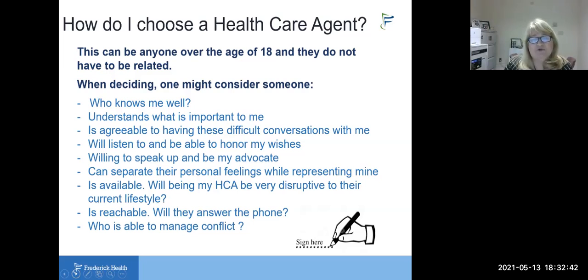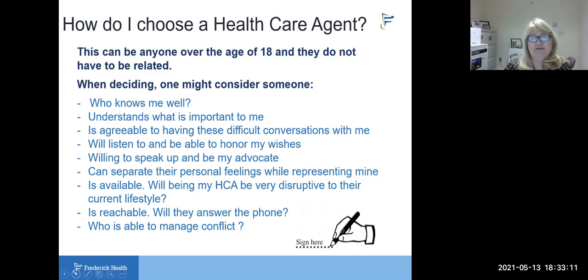They have to be someone that's agreeable to having these conversations with you. Some people just want to avoid it. They don't want to have these conversations. Somebody that's willing to speak up for you and be your advocate. Somebody that can separate their personal feelings to make sure that they will represent your own wishes. Somebody that's available. Will this be somebody that won't have time for this in their current lifestyle? Are they reachable? And who's able to manage conflict?